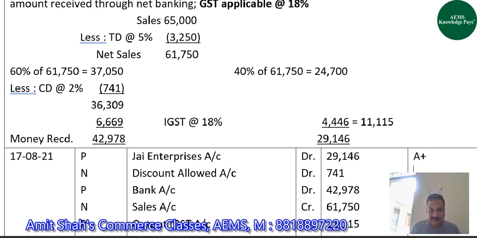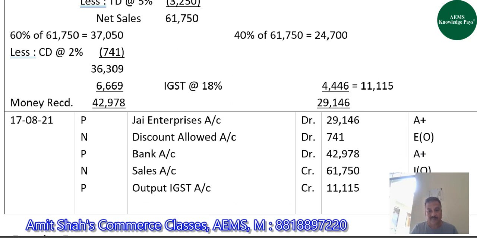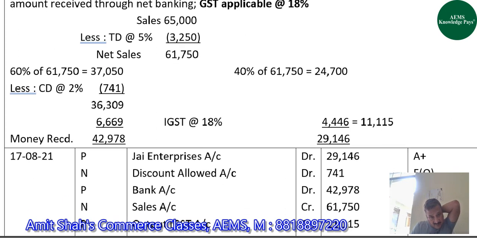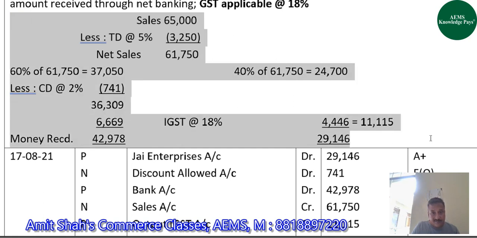This is increase in our asset from J Enterprises. This is occurrence of expenses. This is increase in asset, that is bank. This is occurrence of income, and this is increase in liability. So guys, you can start noting this down from the working note from here.